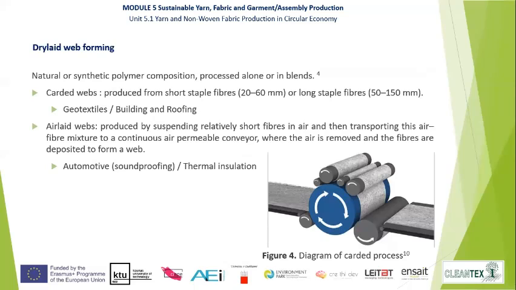The first process for web forming is dry lead. In dry lead, natural or synthetic polymer can be used alone or in blends. We can divide the dry lead processes in two categories, the corded webs and the air-led webs. The corded webs are produced with a cord, and they are produced from short staple fibers or long staple fibers. They are mostly used in geotextiles, building, roofing.